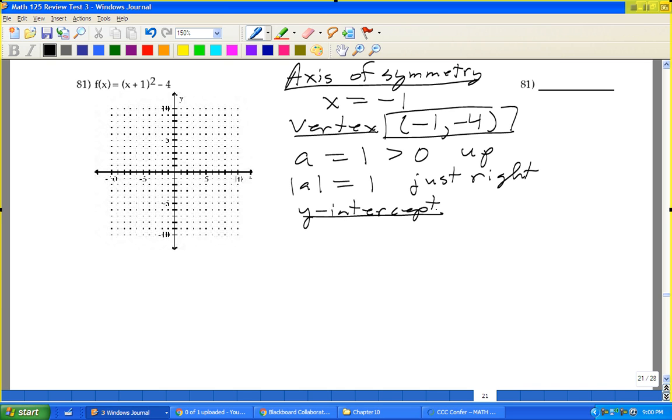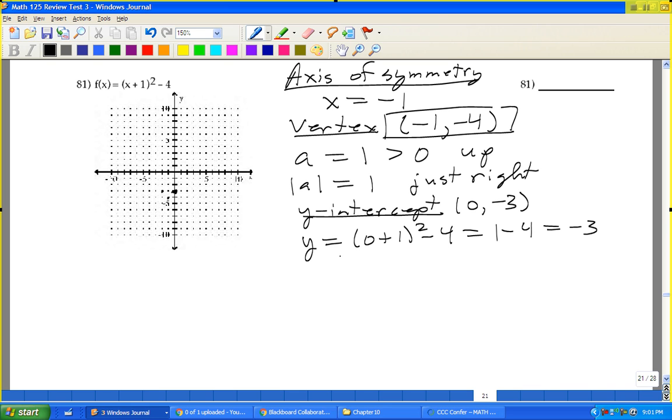And so to find the y-intercept, I'll just plug in 0 for x. So 0 plus 1 is 1, squared is 1, minus 4 is a negative 3. So the y-intercept is at 0, negative 3. And the vertex is at negative 1, negative 4.